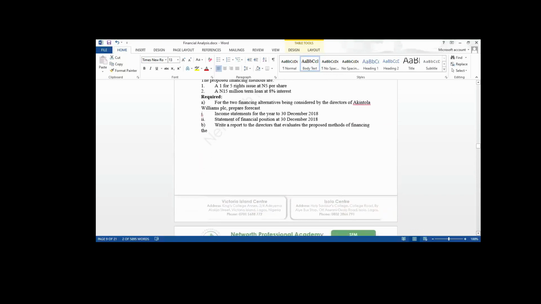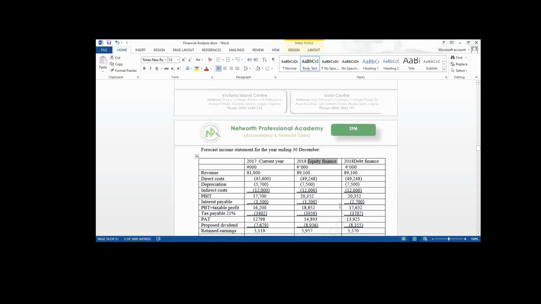Okay, that's 1,200. So interest on existing loan, 1,500. Interest on new loan, 1,200. What is the total interest now? 15 plus 12. What do you have? 27. Please notice. That's how we got the 27. You can now deduct it. EBIT minus interest paid. That becomes profit before tax.